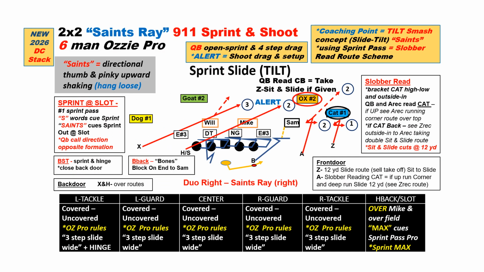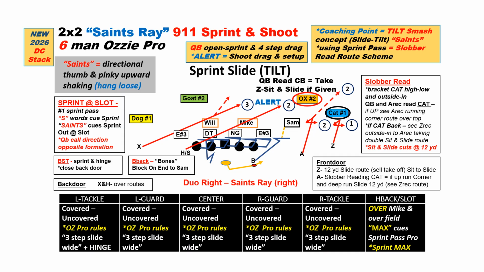So here it is from our 2x2 set. You can see we're running sprint to the right. We're going to incorporate those deep choice concepts where we're going to read the corner over the Z receiver. Again, if he cannot touch the Z or if his hips are now pointed towards the sideline, then we're going to look to throw to the Z all day.